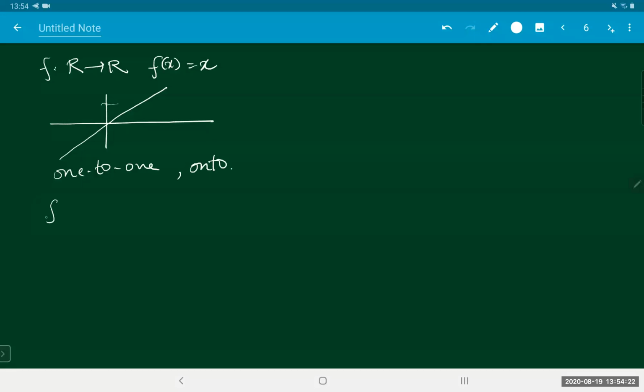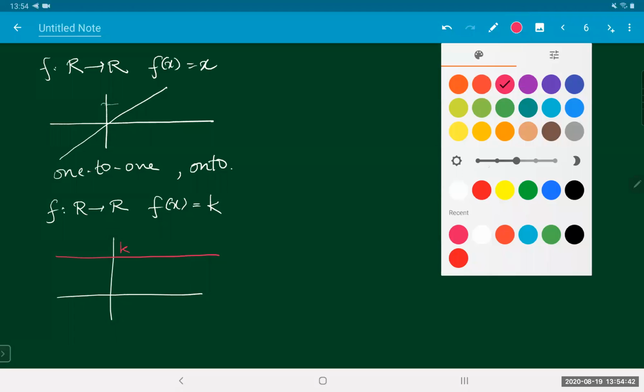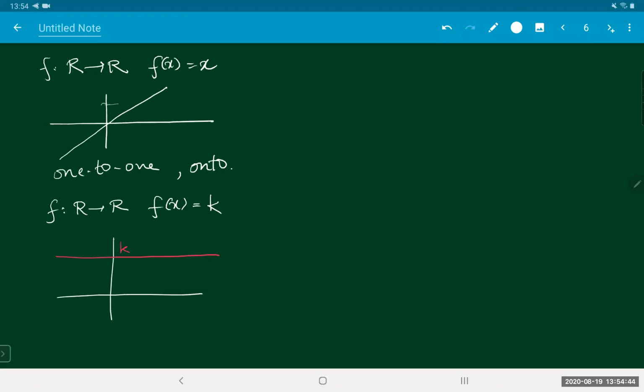What if I take the function f from R to R, f of x is equal to k, some constant. So the constant function looks like this. So is this 1-to-1 or many-to-one? This is, again, no, this is many-to-one, because no matter what value of x you take, the answer is always k. So this is many-to-one.